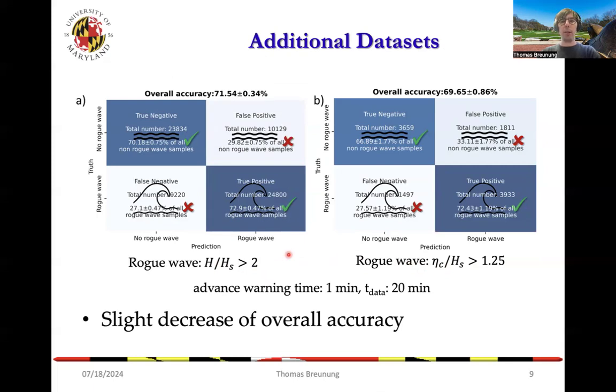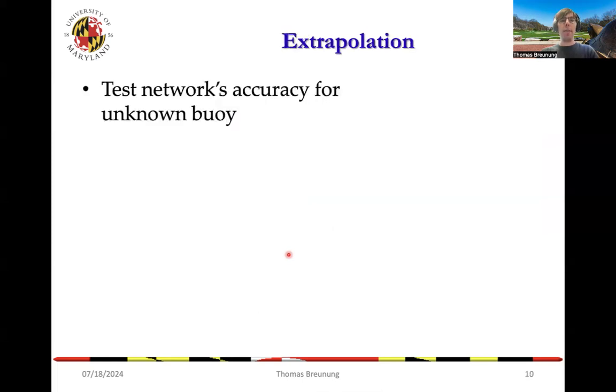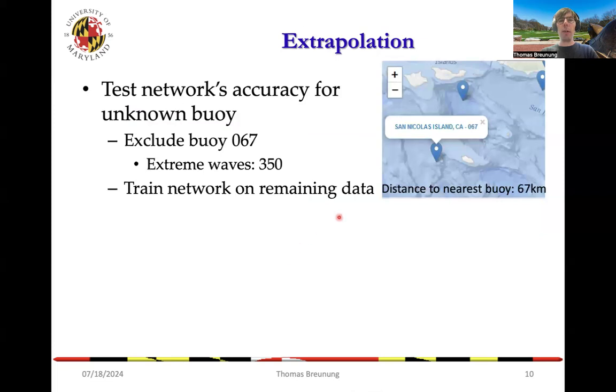Now, consider a scenario. We have trained our network with this buoy data, but we are interested in forecasting ocean waves at a specific location, which is generally not included in the network. So the question was now, can we utilize the knowledge we have, or the trained network, also for other buoy locations? To emulate this application scenario, we have excluded one buoy from the training data.